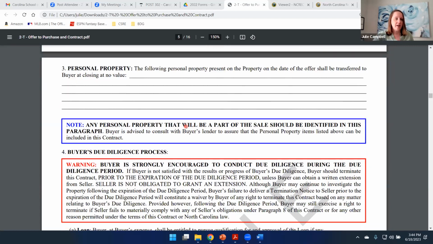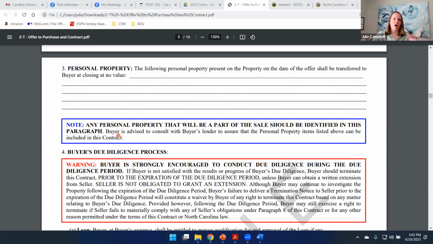Washer, dryer, same thing. Our blue note here says any personal property that was part of the sale should be identified in this paragraph. Buyers advised to consult with their lender to assure that the personal property items listed above can be included in this contract. So again, when your buyer's starting the laundry list of the stuff that they want, I want the fridge, I want the washer and dryer, I want the dining room suite, I want the John Deere green tractor. That's hard.